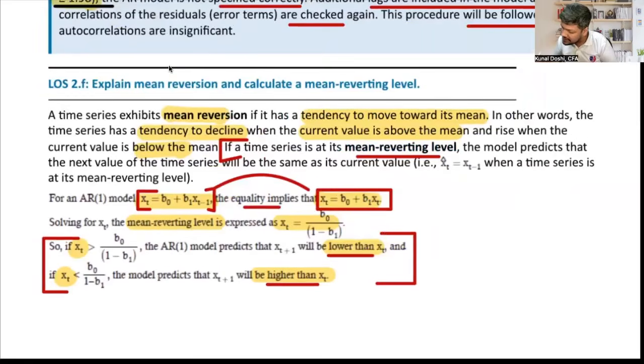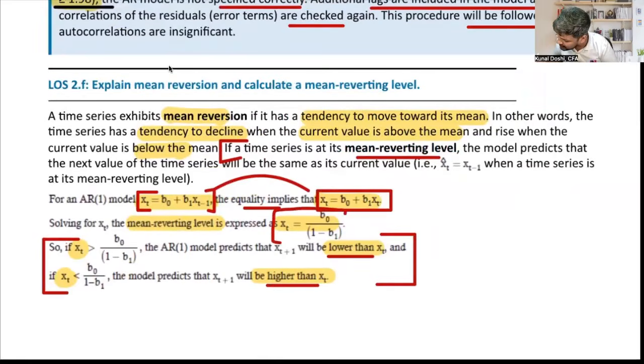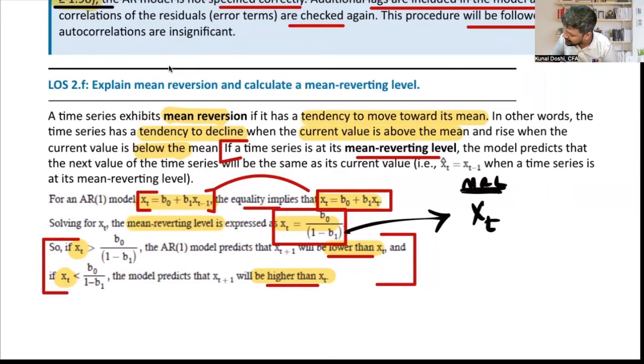What you need to remember is this formula of mean reverting level. I'll rewrite the formula here. I've written it in the formula book although. So the mean reverting level is B0 over 1 minus B1. I just showed you the derivation of it.